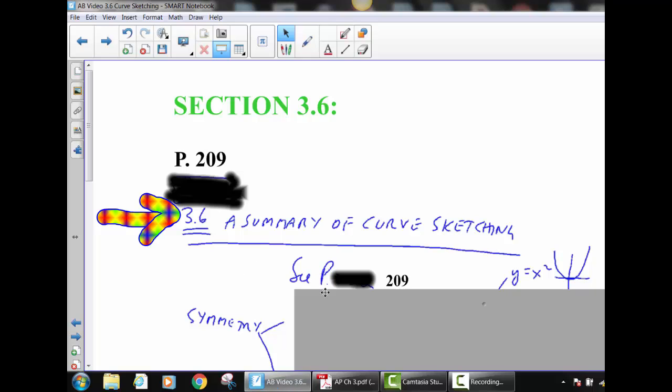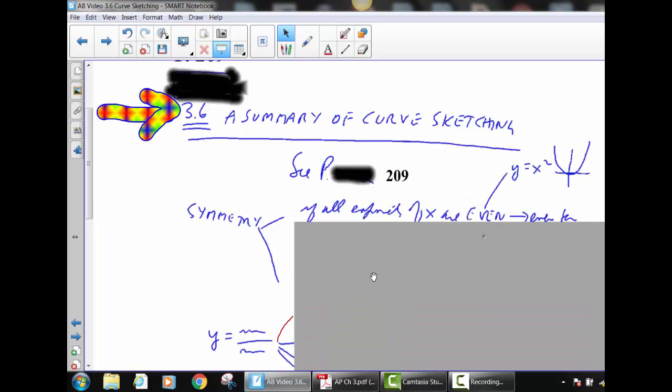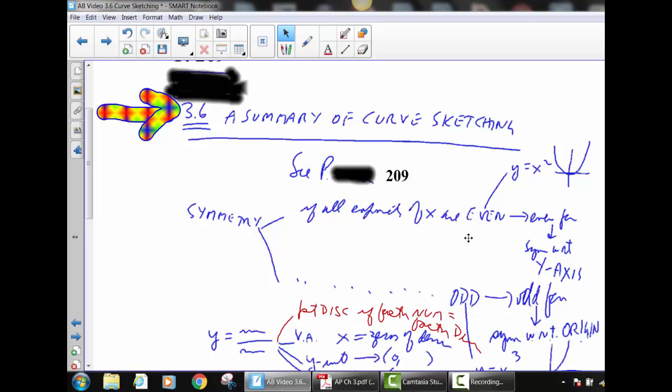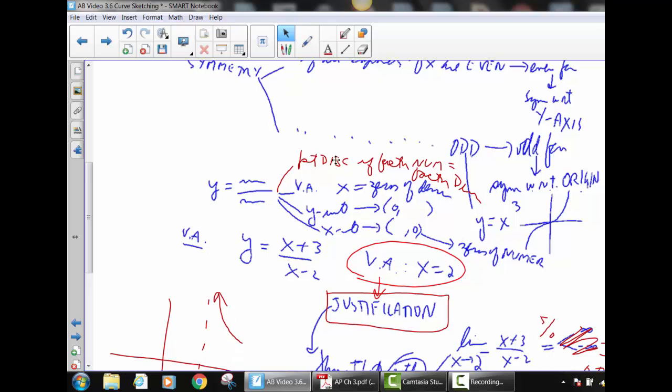Okay, so just a little review of the symmetry here. Of course, if all the exponents of x are even, you'll get symmetric with respect to the y-axis. Point discontinuity, you know how to find. So we just talked about all of this. Here's an example. Vertical asymptote is x equals 2.